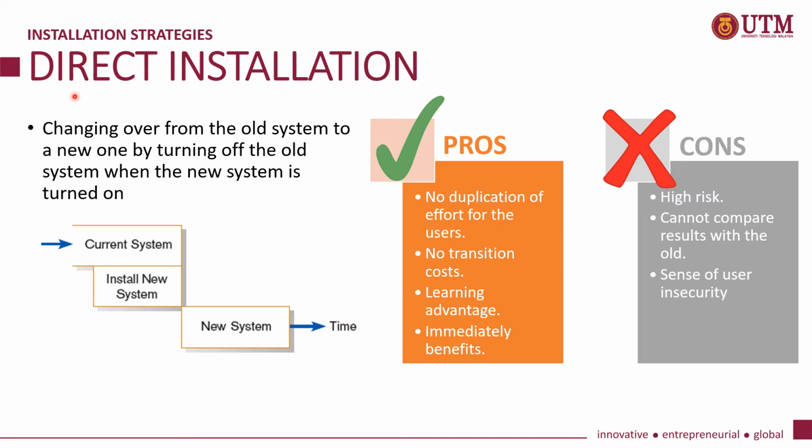The first installation strategy is the direct installation. It involves changing over from the old system to a new one by turning off the old system when the new system is turned on. This installation strategy is explained in this figure. As you can see in this figure, the old system or the current system is switched off, and the new system is switched on. This is the most straightforward method, but the most risky method.